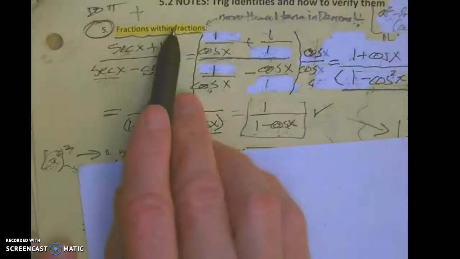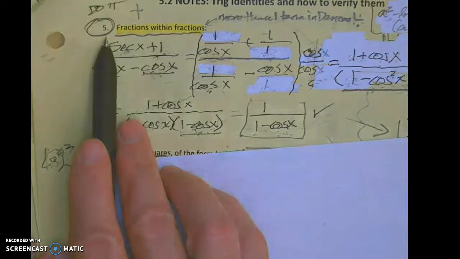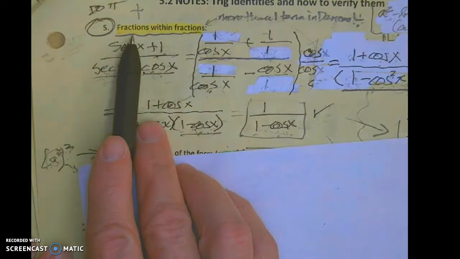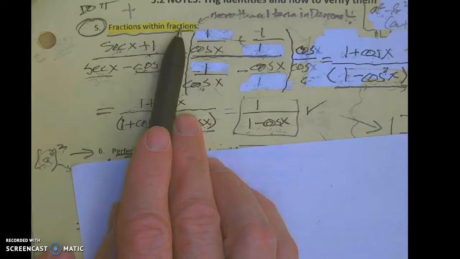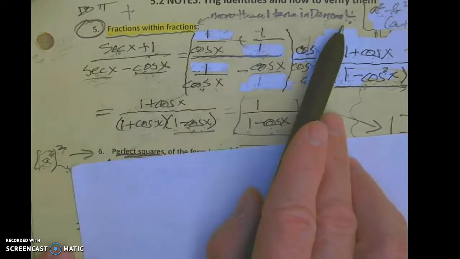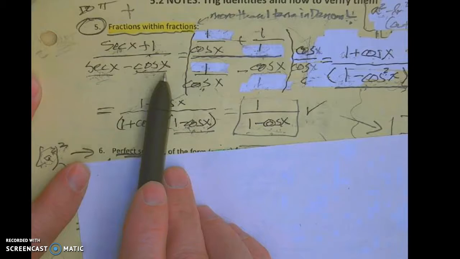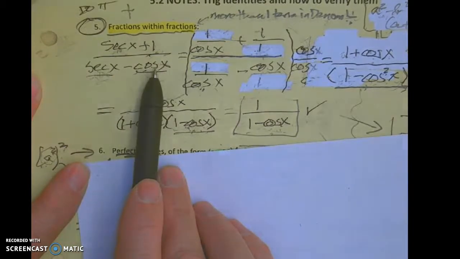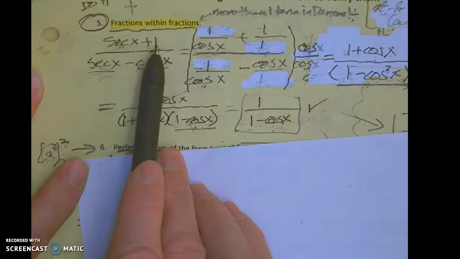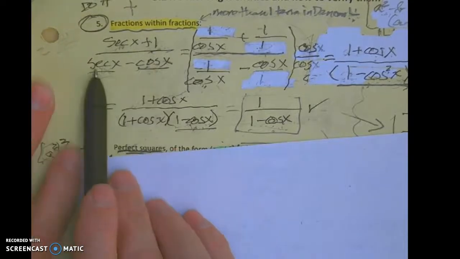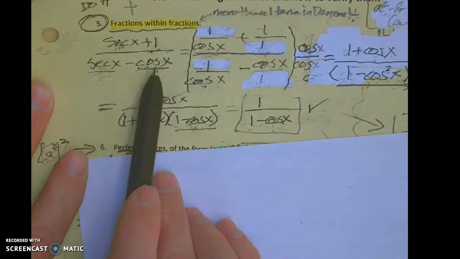On your 5.2 note sheet that we did in class today, I'm covering problem number 5, which is when you ever have a fraction within a fraction. Now the key to it is that you're going to have more than one term in the denominator. So if you look right here, you have a term here, a term here. When you're facing that situation, and here's the problem that you should copy out. You have secant of x plus 1 in the numerator, and then you have secant of x minus cosine of x in the denominator. So we have two terms in the denominator.